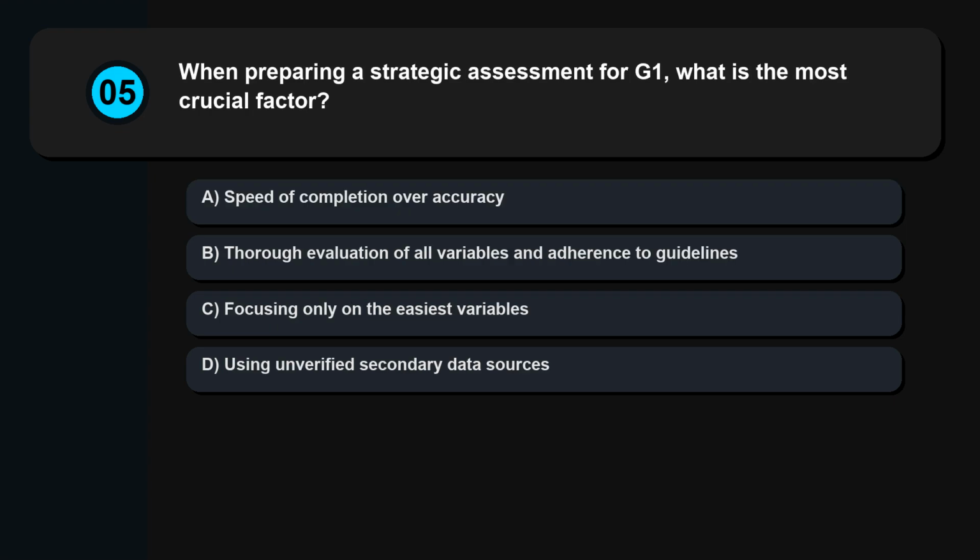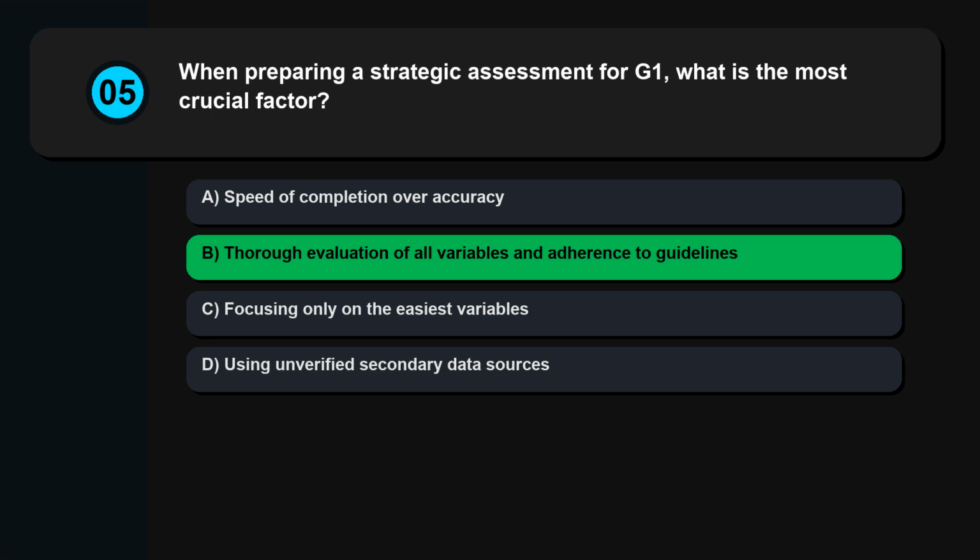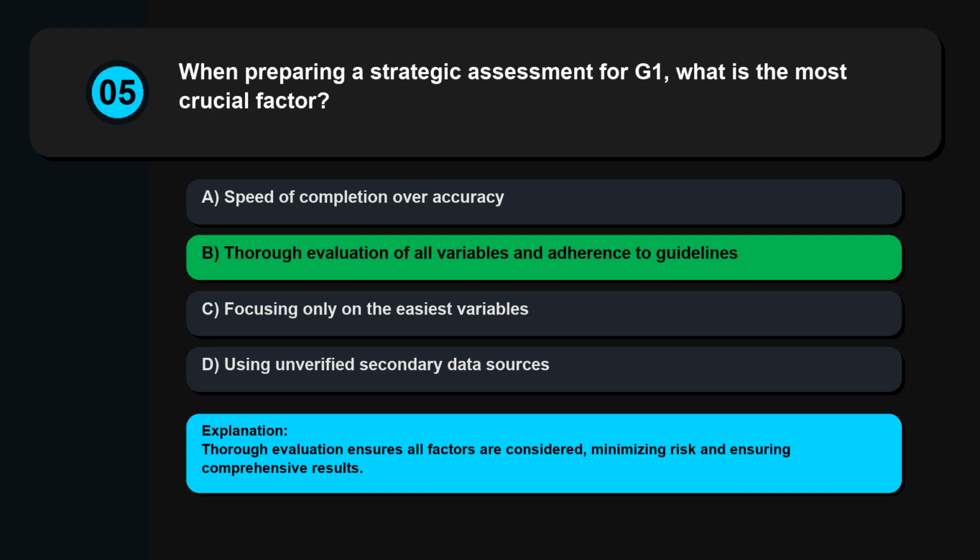Question 5. When preparing a strategic assessment for G1, what is the most crucial factor? Speed of completion over accuracy. Thorough evaluation of all variables and adherence to guidelines. Focusing only on the easiest variables. Using unverified secondary data sources. Thorough evaluation ensures all factors are considered, minimizing risk and ensuring comprehensive results.